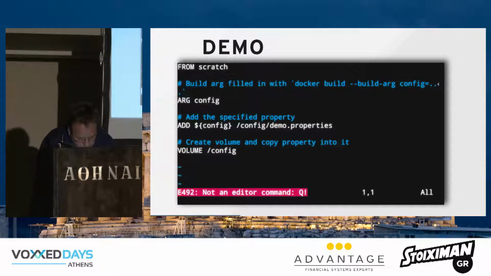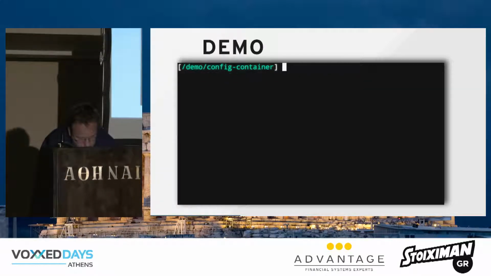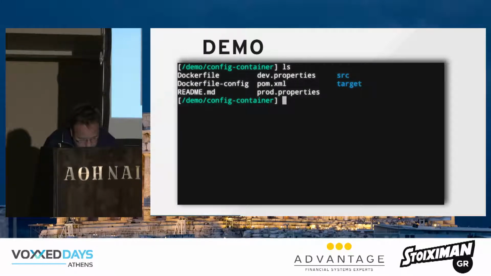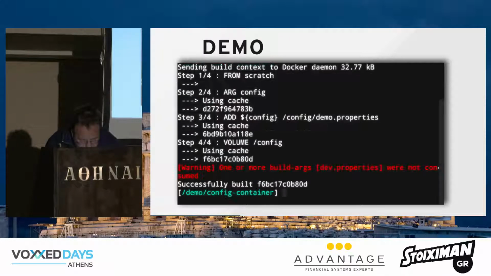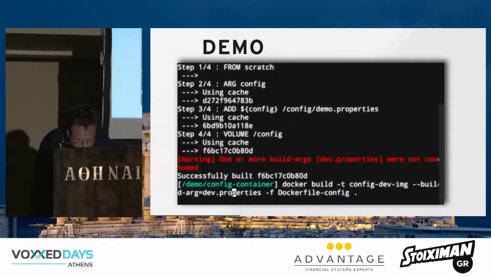And now I'm just trying docker build -t config-dev-image with --build-arg. So I just put in this dev properties file for this case, and of course I could do the same for the production file. And I have to provide the Dockerfile.config, and I build it here now. Also, of course, build-arg needs this in key-value format.